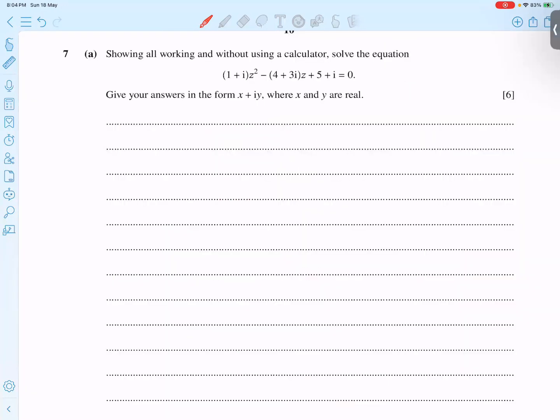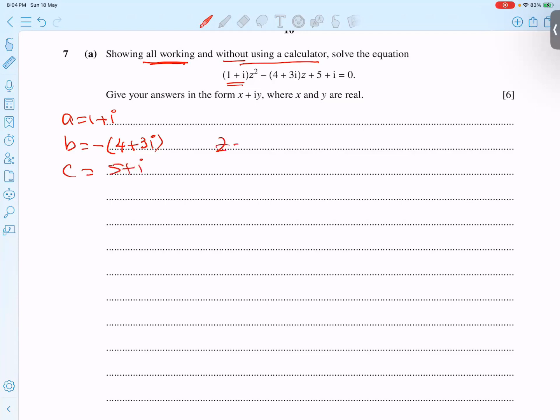Question 7: students show all working, he said, and without using a calculator. So what is a value? It is obvious, a value is 1 plus iota. B value is negative outside and 4 plus 3 iota. And C value is 5 plus iota. I think the point is very clear.